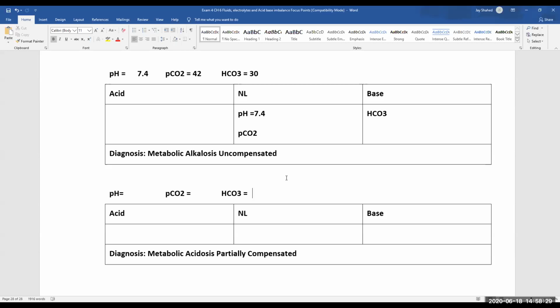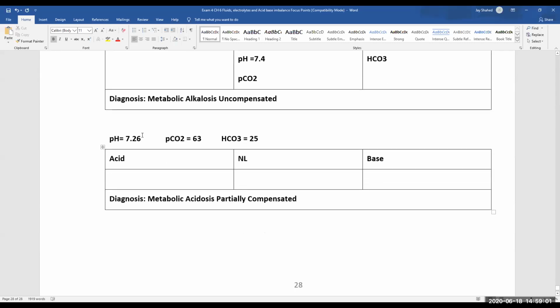pH 7.26. PCO2 63. And bicarb 25, could that work? No, right? It has to go up. No, well, that's fine. Then you're going in a different direction, right?